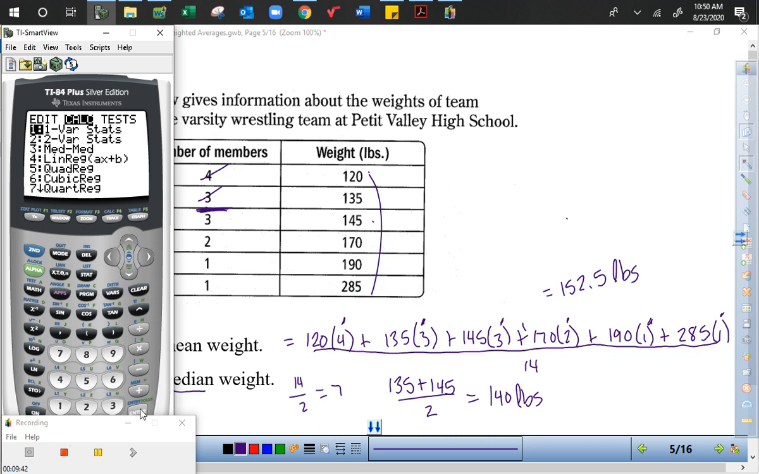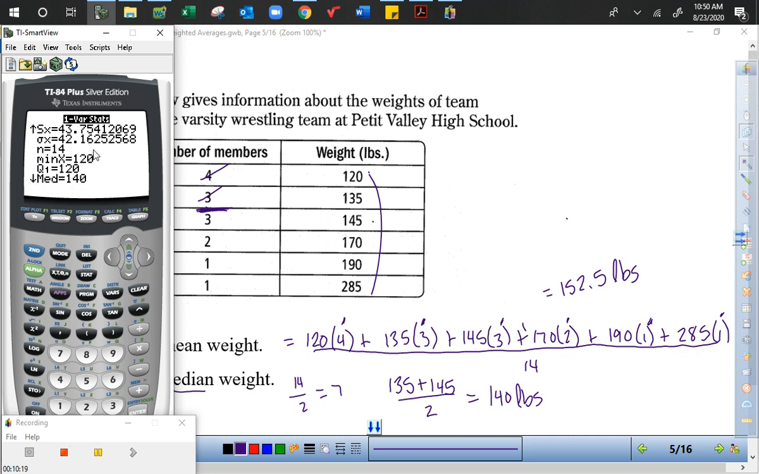So if we click on that, it will calculate our statistics for us, not only mean and median, but some other stuff as well. Okay, so you may see this screen, you may not. Either way, hit enter until something pops up. And here, the first thing, the mean is represented by this X bar. That 152.5 is what we got for our mean. If you scroll down, you'll see the median is 140.